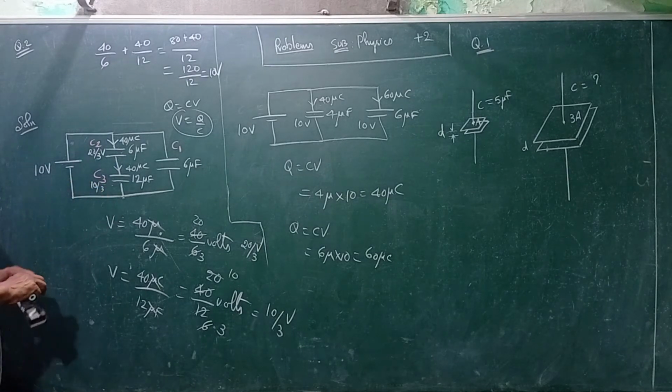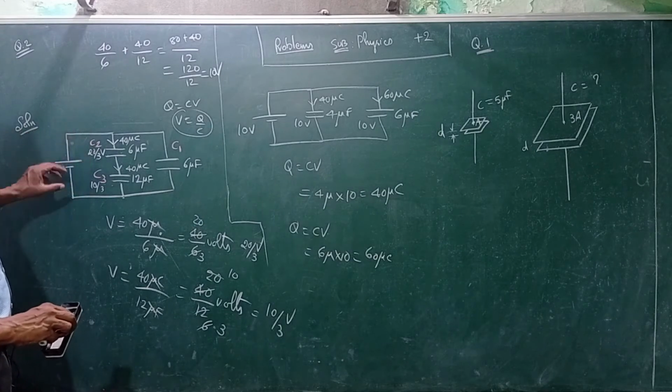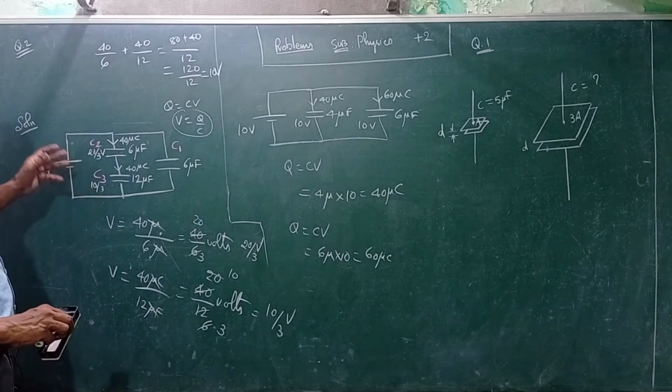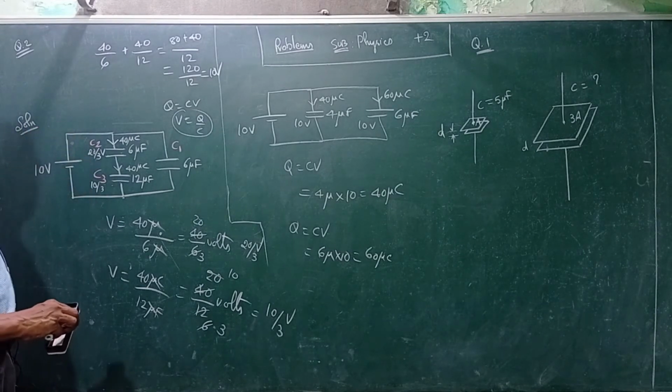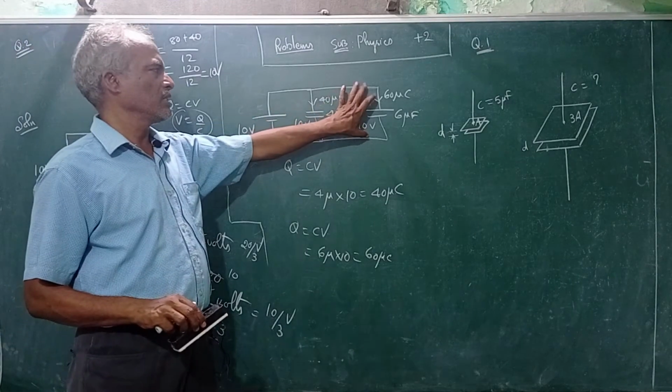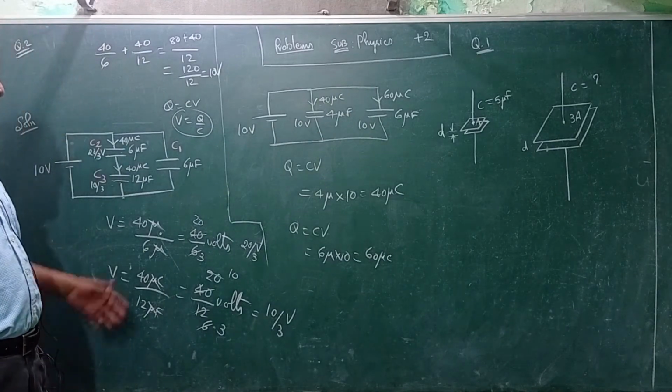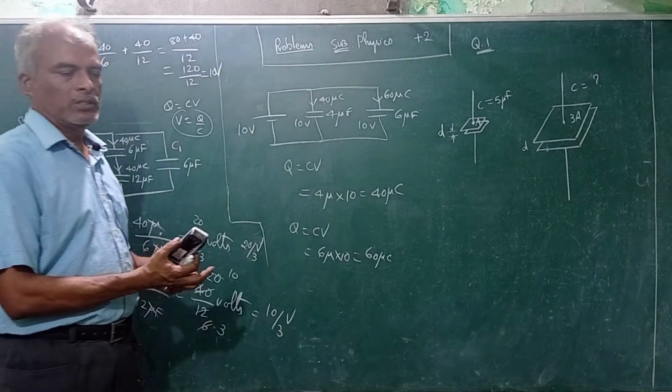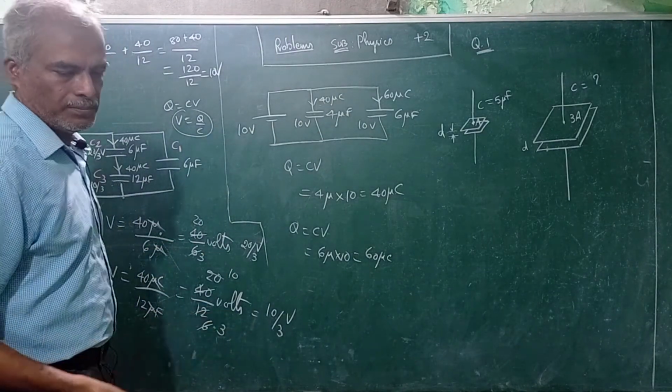Okay. So if you add these two voltages, you should get 10. 20 by 3 plus 10 by 3 is 30 by 3. 30 by 3 is 10 volts. Now voltage across capacitor we already found out, it is 10 volts. Okay. The charge also we have computed. Next we will see one more problem.